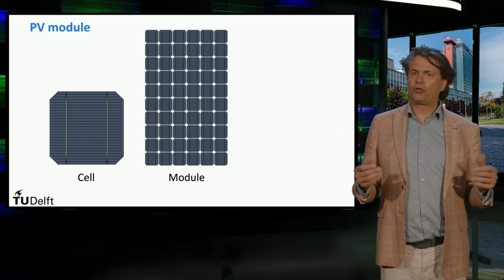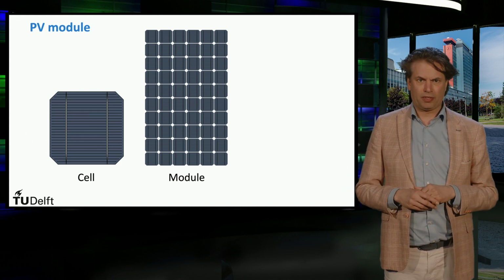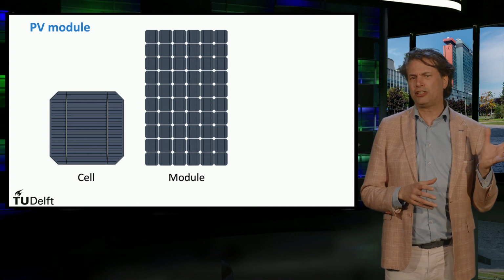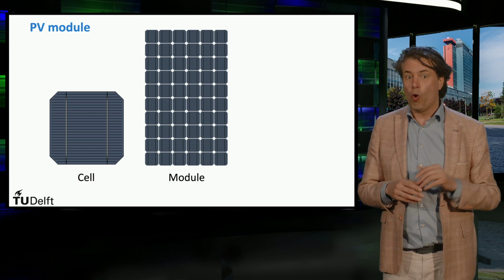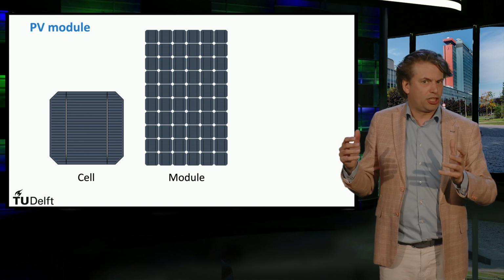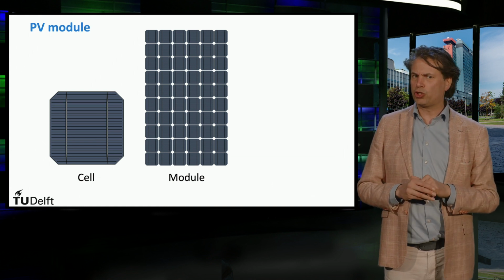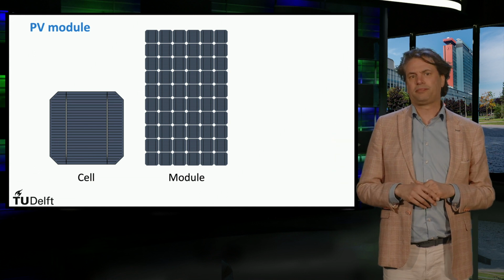A solar module consists of many solar cells interconnected in a circuit. As of today, the most frequently used design has 60 to 72 individual cells with a total dimension of 1 by 1.6 to 2 meters. In a PV system, these modules will again be interconnected to form an array.